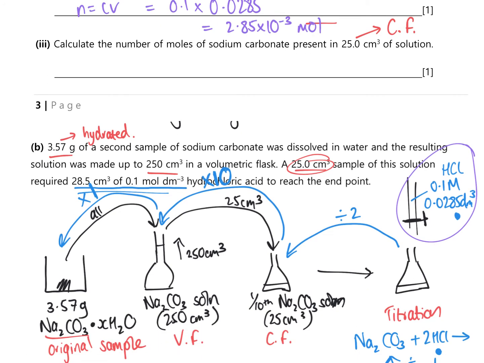And we're essentially going to this stage now. How many moles are there in the conical flask? Well, we take our number of moles from the first part from our titration and we divide by 2. You're simply dividing by 2 because of your ratio, and that will give us 1.425 times 10 to the minus 3 moles of sodium carbonate in our conical flask.